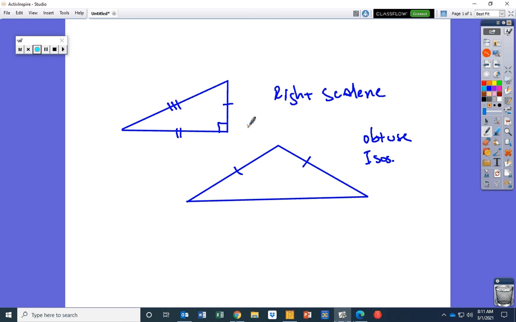It does, but if it has one right angle, it's classified as right. The only way it's considered an acute triangle is if all three sides are acute. I mean all three angles. No, because you have two. You would have two acute angles, but this one's isosceles. If it has even one obtuse angle, then it makes it an obtuse triangle.